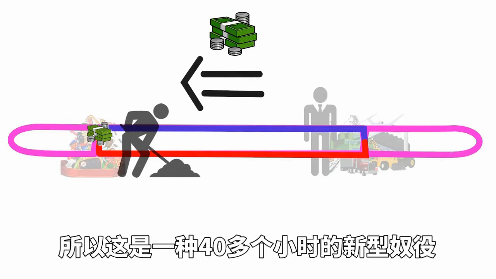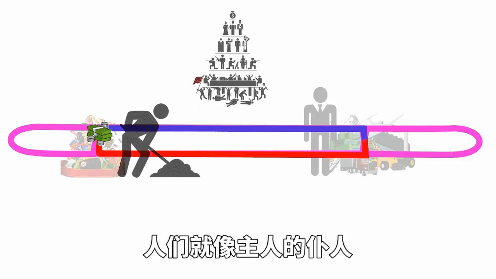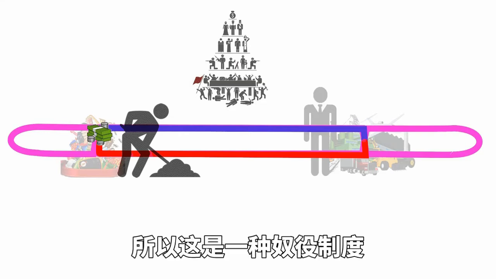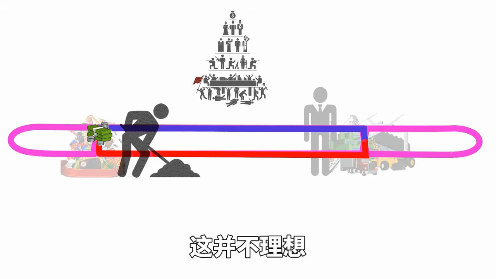So it's a new form of enslavement. For 40 hours and plus, the people will be like the servants of the owners of the means of production, and the masters like the slave masters. So it's a system of enslavement. It's not ideal, but that's how it works.